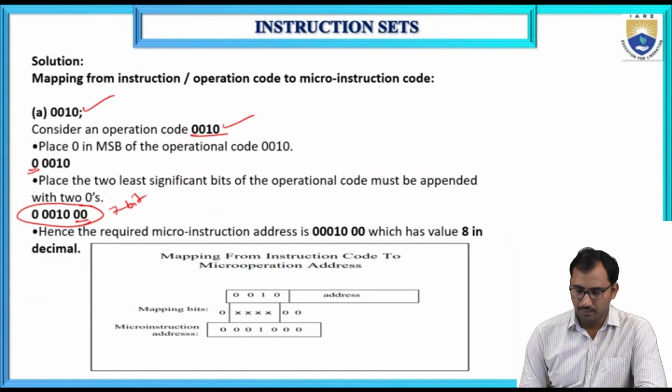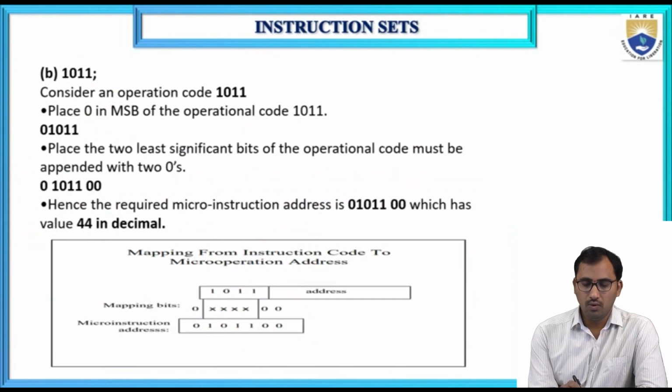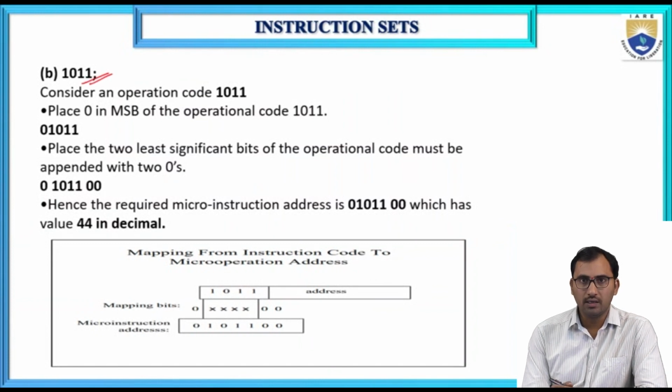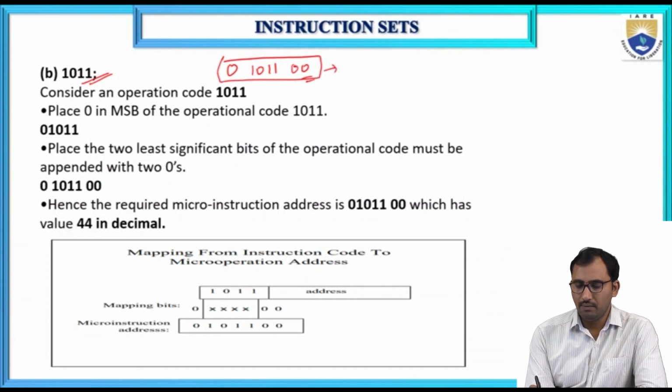So 0010 is the opcode. To the opcode, on the left side we add 10, and on the right side we add 2 zeros, so that this is the micro instruction address. Coming to 1011, similarly, the same operation: we add 10 to the left side and 2 zeros to the right side, so that it forms a 7-bit micro instruction address. So this one is 0101100.